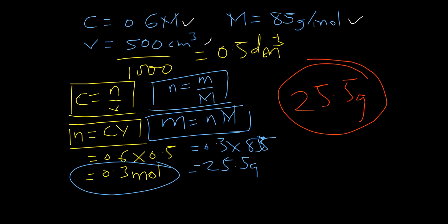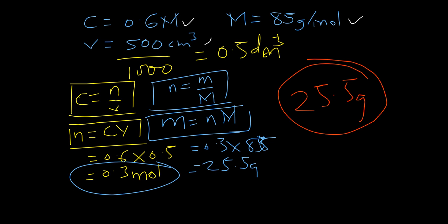So when we measure our 25.5 grams using our scale, what do we do? We then transfer it into our beaker. When you put it into the beaker, we add distilled water to dissolve it using our stirring rod. When you are done dissolving it completely, you pour it into the appropriate volumetric flask. In this case, we will choose a 500 cm³ volumetric flask, because remember, the volume of the solution we are preparing is 500 cm³. So we need to choose a 500 cm³ volumetric flask.